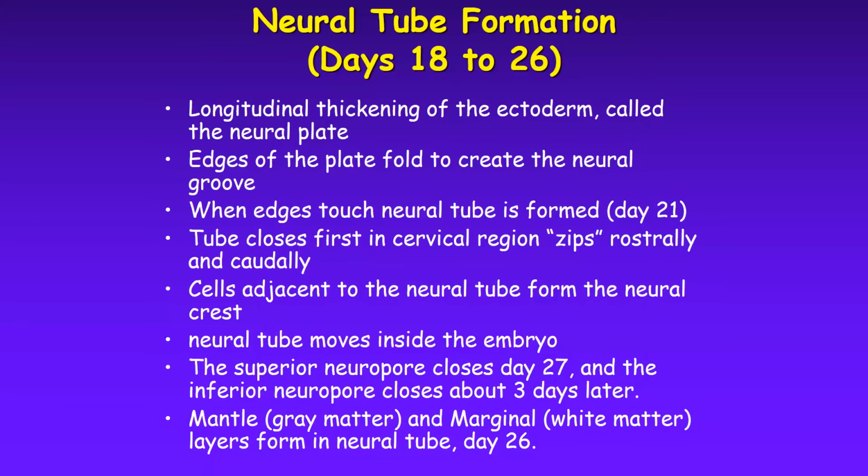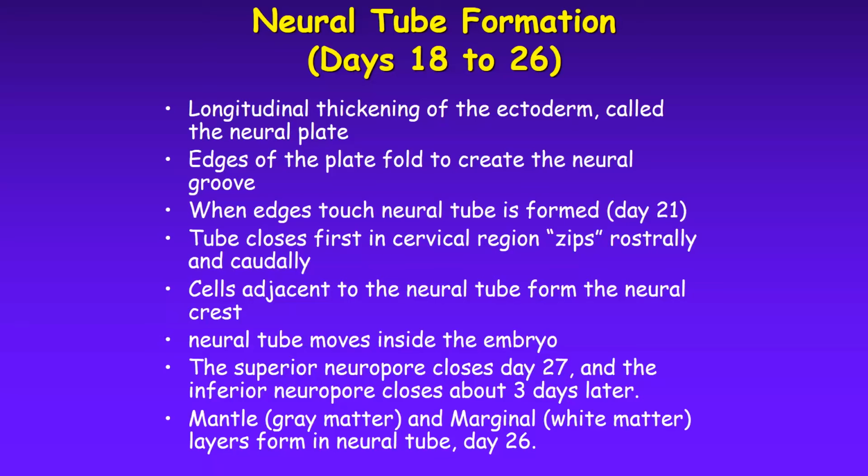So focusing on this neural tube formation, okay, the notochord develops about day 16. The actual neural tube formation starts where it first touches about day 18 and then continues to zip closed up to day 26. So you get the longitudinal thickening of the ectoderm called the neural plate. The edges of the plate fold to create the neural groove. Okay, so we get that groove first. When the edges touch, which is day 21 actually showing here, the edges first touch in one spot along the embryo, that's when we get the neural tube formation.